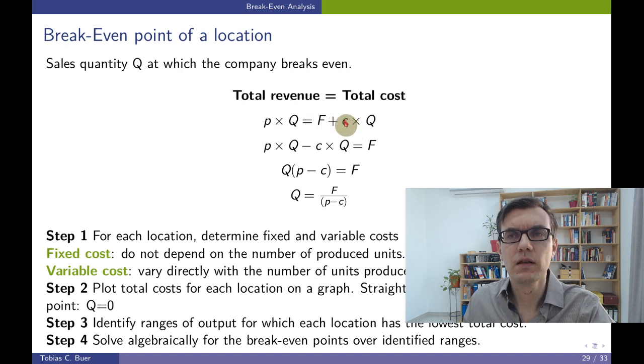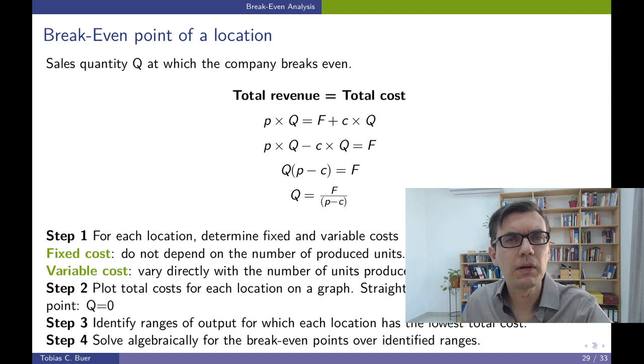So we can bring the variable cost to the left side. On the left side now we have all the variable components, and on the right side we have the fixed cost. We move big Q out of the parentheses and divide by the price minus the cost. So that means our break-even point, the quantity where we have zero profit, is big F divided by the difference between the sales price and the variable cost.